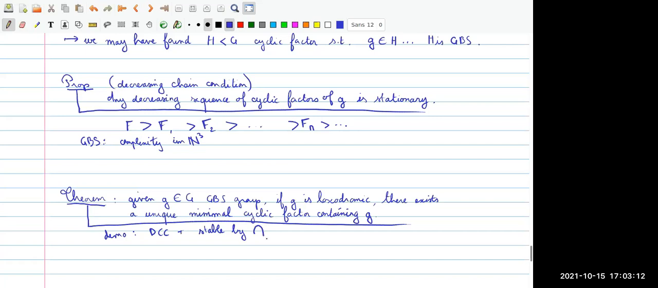So now the final corollary is that one can compute the minimal cyclic factor. And that is just by applying the algorithm before. You apply it several times until you can't find a smaller cyclic factor.